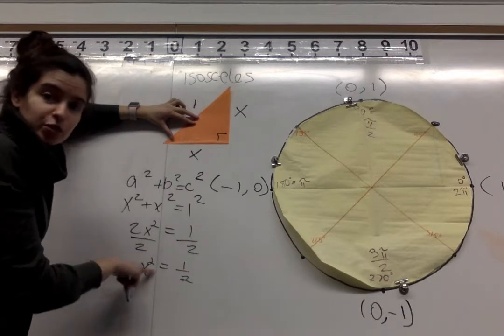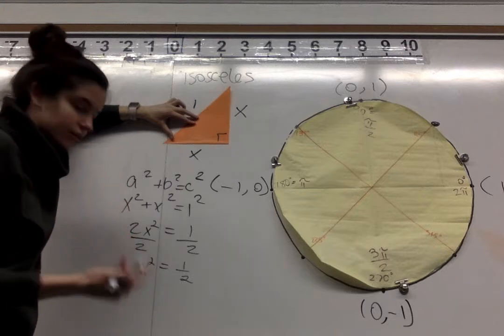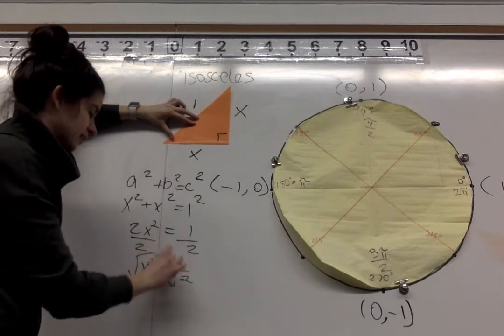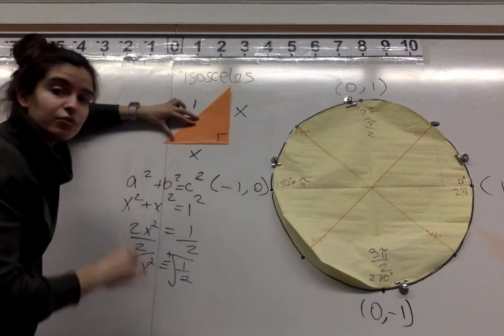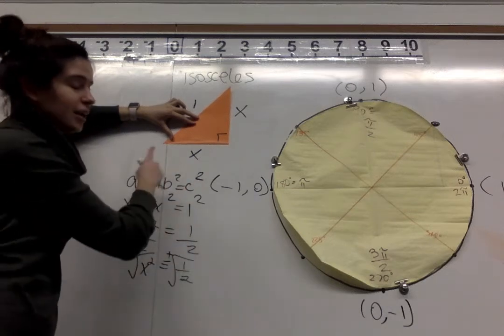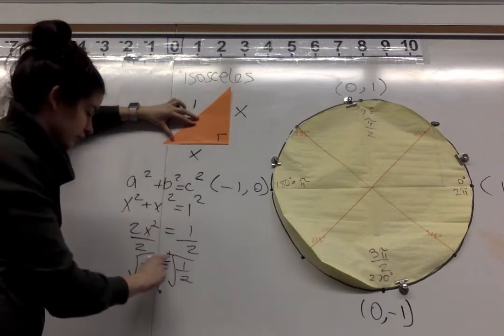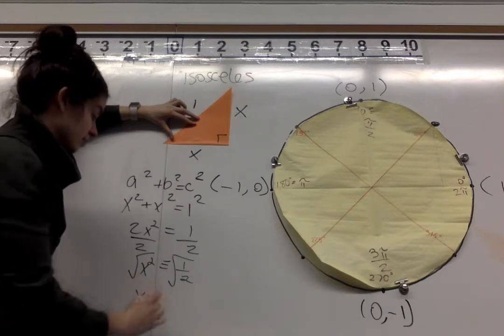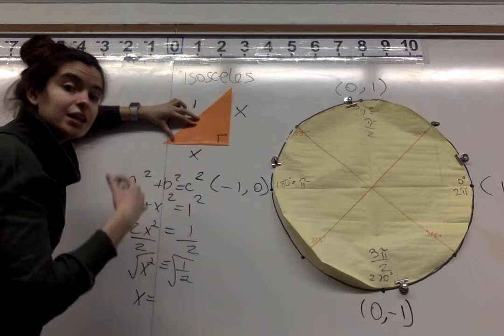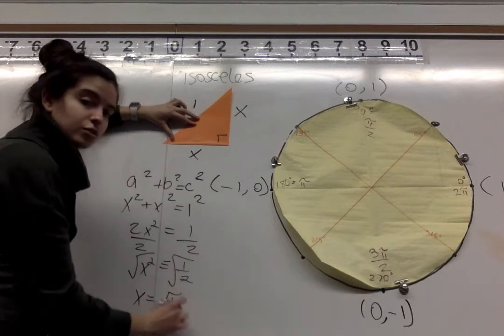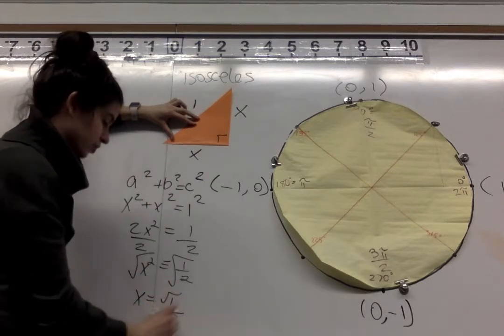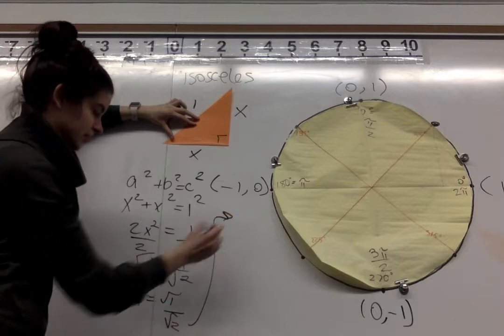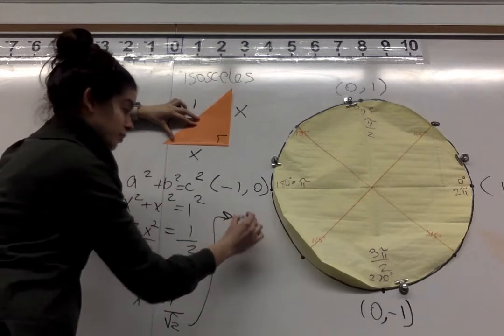To get rid of the squared, we do the inverse of squaring, which is taking the square root. Now, we would get a positive or a negative answer here, but because we're talking about distance, we are just going to use the positive solutions. So x equals the square root of 1 over 2, which is the same thing as the square root of 1 divided by the square root of 2. I'm going to continue up here. The square root of 1 is just 1.